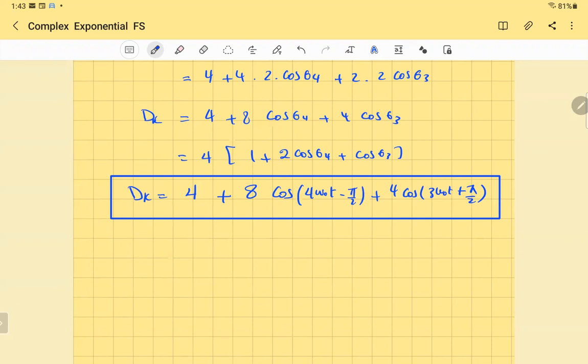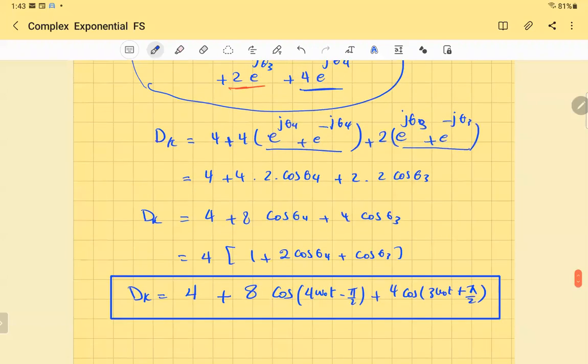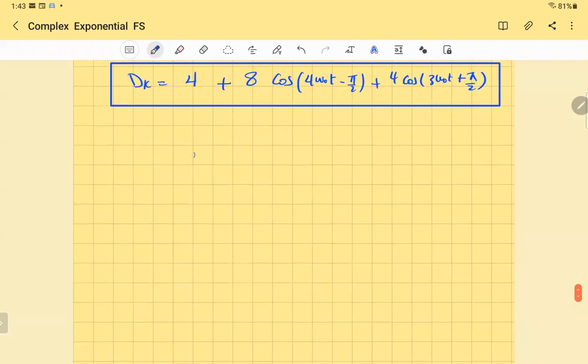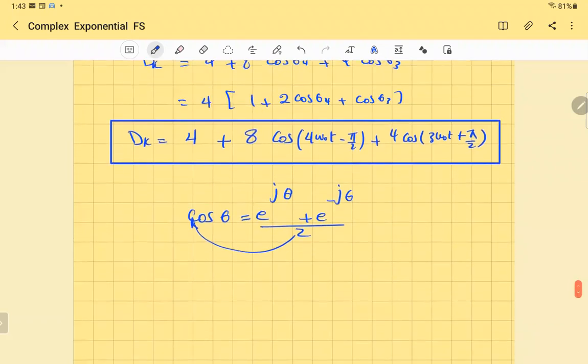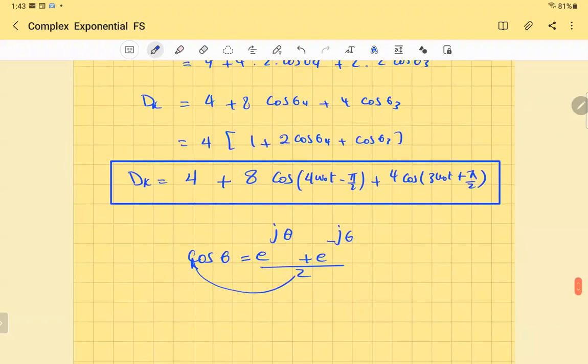But when you were saying 4 plus 4 times 2 cosine, where did you get the multiplication of 2? Because I showed you the proof. Let me show you again. Cosine theta is equal to e power j theta plus e power minus j theta over 2. Oh, so you moved the 2 over. Yes, I put the 2 here. So that's the expression that you have.